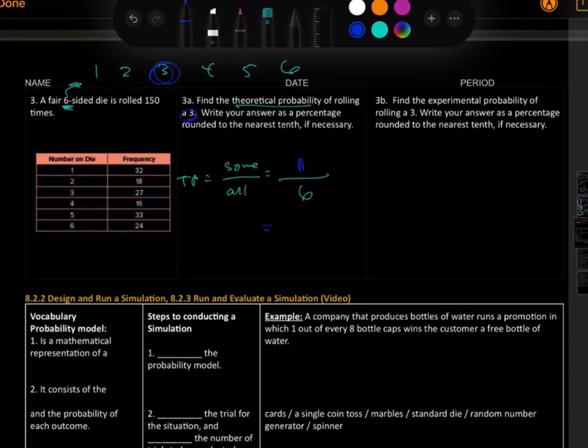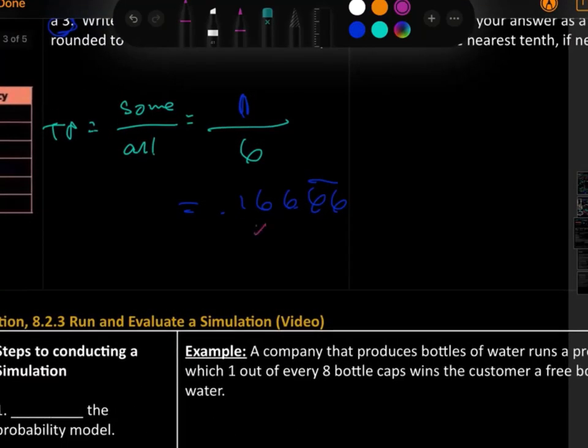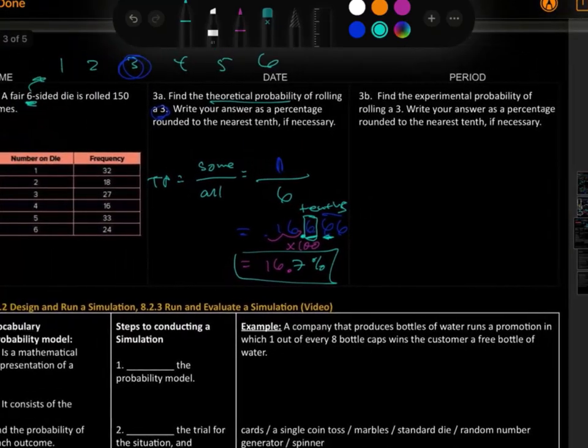If we put that into your calculators, you'll get a repeating decimal, 0.1666, right? And so how do you round to the nearest tenth? Well, first of all, we're going to multiply by 100. Now that would give me 16 point, and so my decimal would now be here. This is the tenths, and so I'm going to actually look at the hundredths. And if this number is 5, 6, 7, 8, or 9, you're going to round the tenths up. So that would be a 7. 16.7% is our theoretical probability.